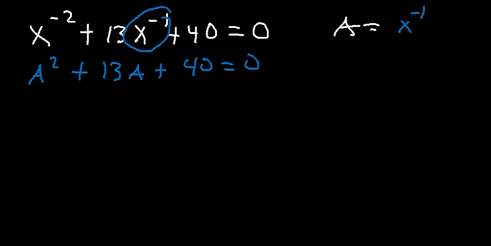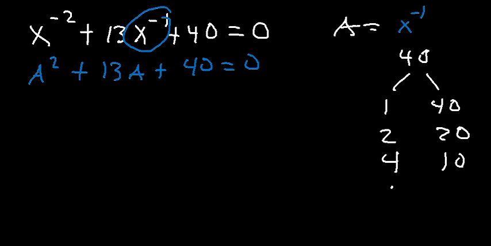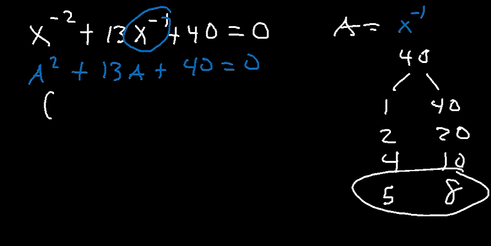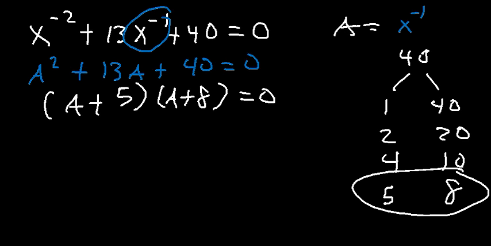So we need two numbers that multiply to 40 but add to 13. 40 divided by 1 is 40, divided by 2 is 20, divided by 4 is 10, divided by 5 is 8, and 8 plus 5 is 13. So it's a plus 5, a plus 8. And at this point, we can replace a with x to the minus 1 plus 5 and x to the minus 1 plus 8.